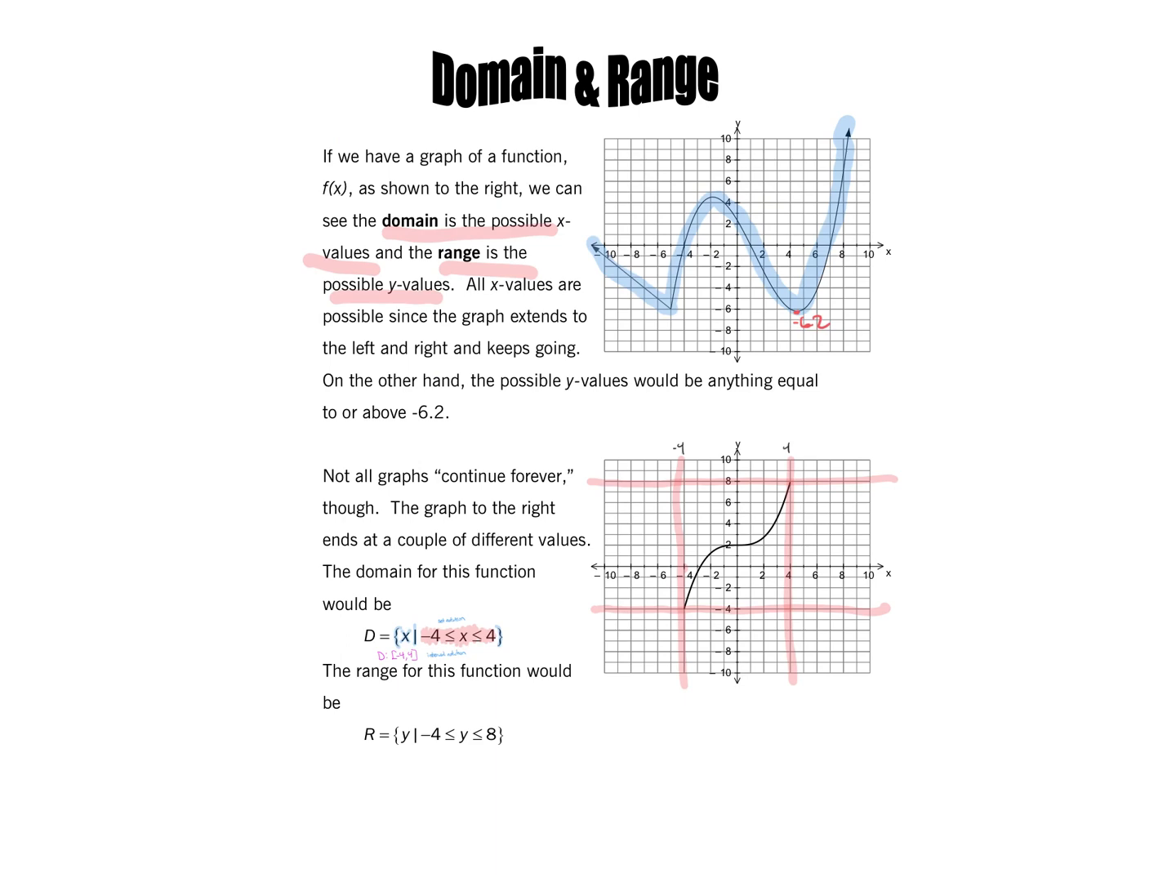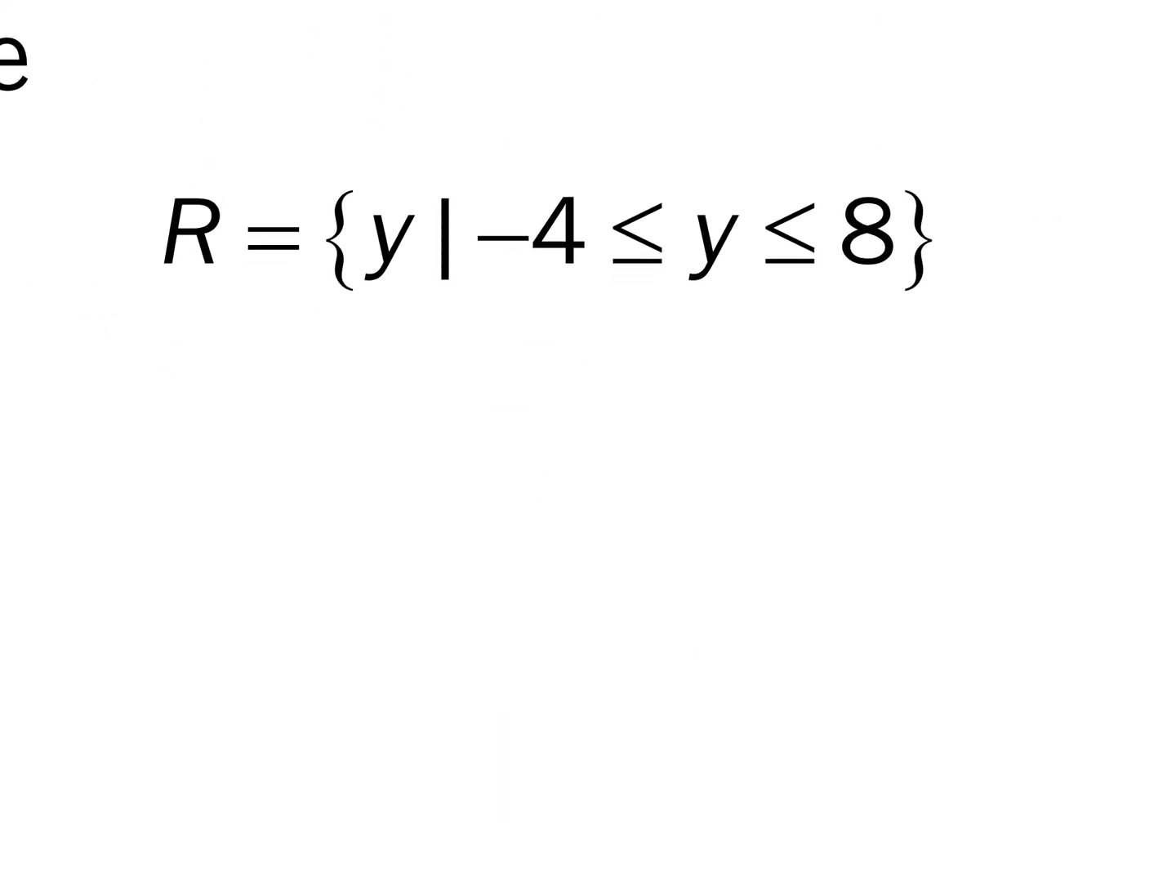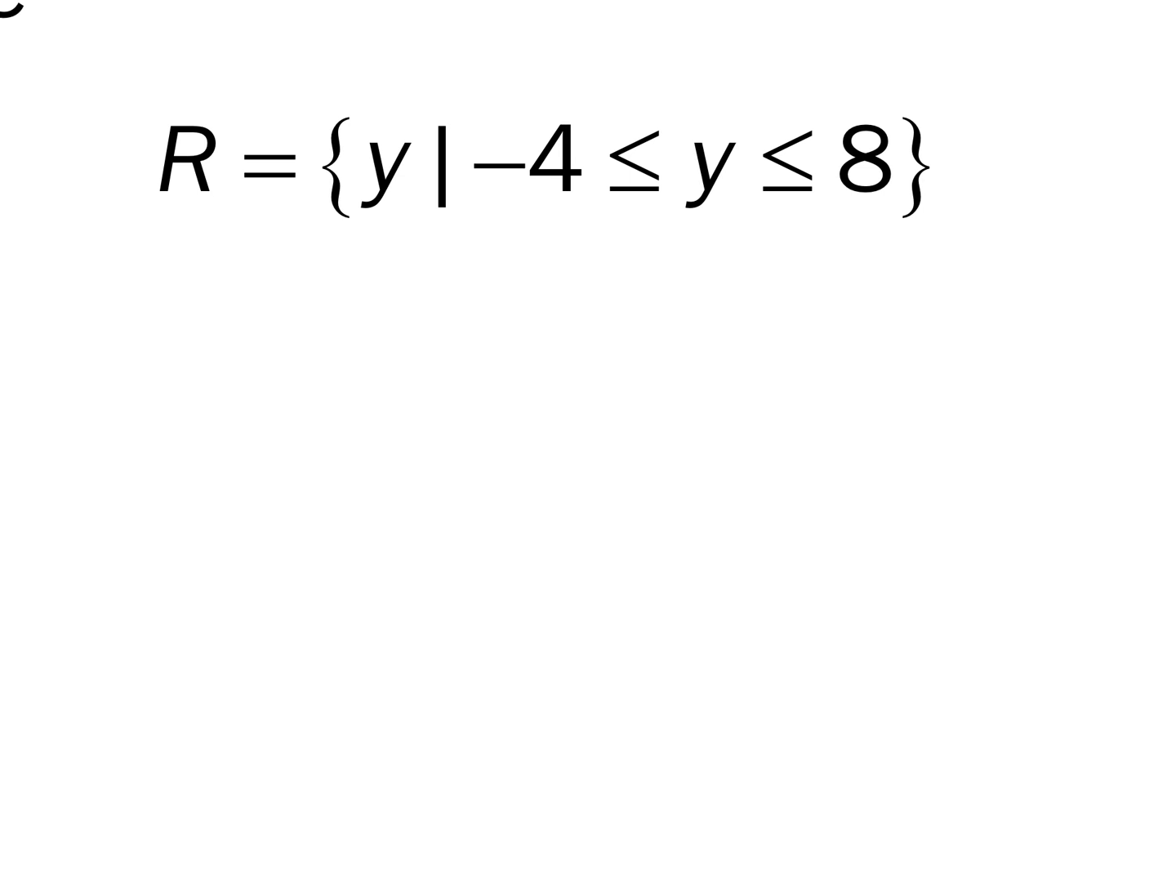Okay. So here's the range in set notation. It is, because we see these brace brackets, the set of y values such that y is greater than or equal to -4, but less than or equal to 8. That's it. What would this be in interval notation? It's -4, 8.